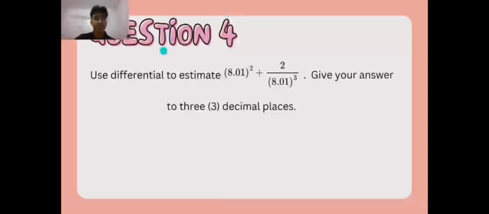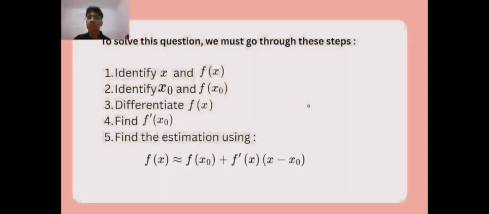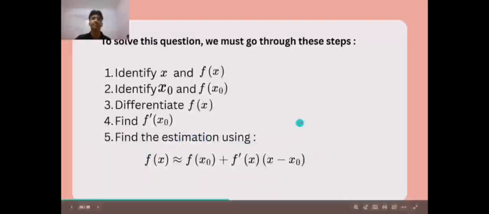The question asks us to use differentials to estimate these numbers and give our answer to 3 decimal places. To solve this question, we must go through these steps. The first step is to identify x and f(x). The second step is to identify x naught and f(x naught), differentiate f(x), and then find f prime of x naught. Next we use this formula to find the estimation.